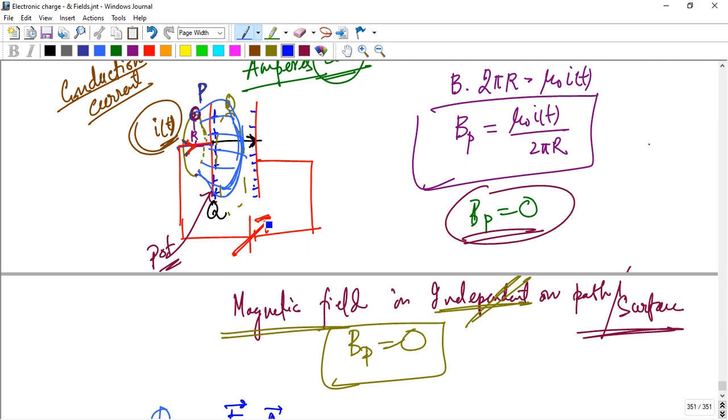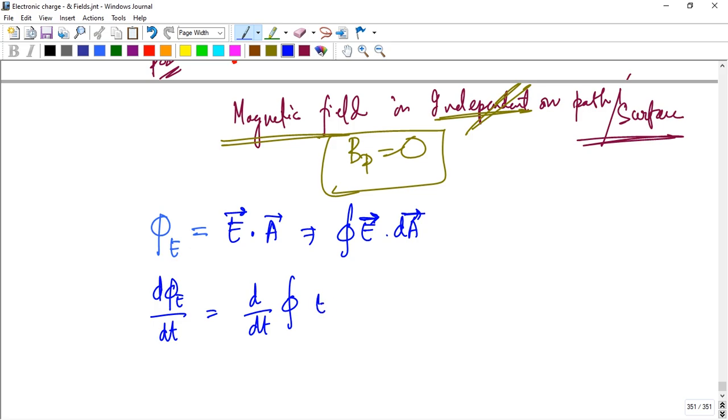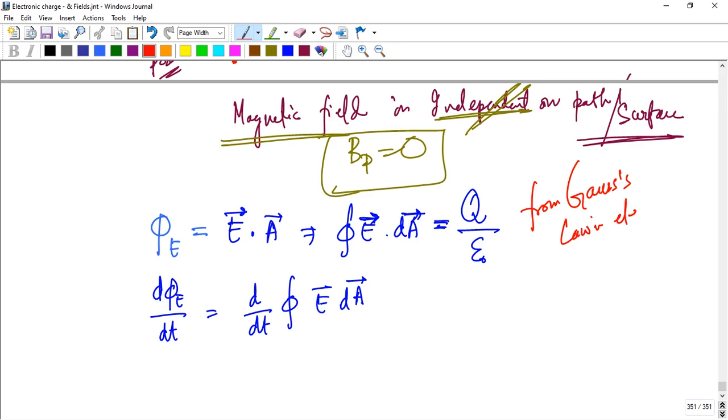If the source is increased, the charge stored here also increases, so d phi E dt also increases. Now suppose phi E is the integral of E dot dA. Then d dt of the integral of E dot dA is equal to, from Gauss's law in electrostatics, Q over epsilon naught.